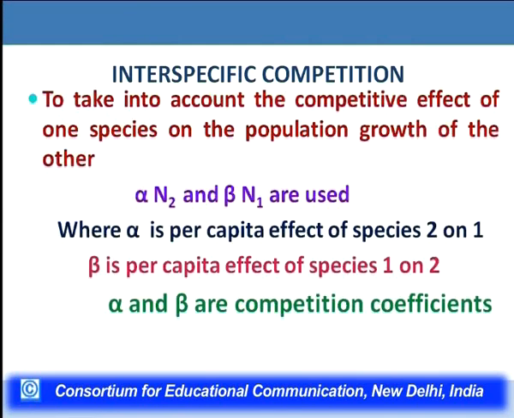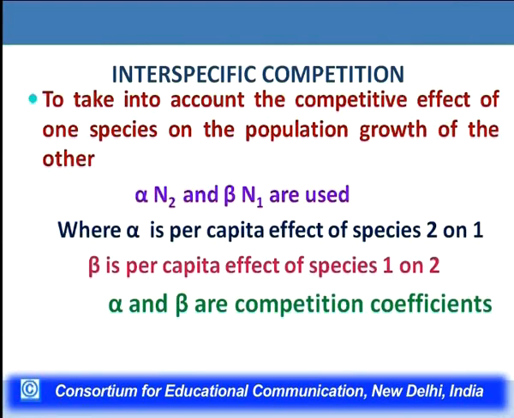But when they are present together, then we have to take into account the competitive effect of one species on the population growth of other species, because when there is only one male, then 18 females can be supported. But when there are 20 females, no males can be supported.